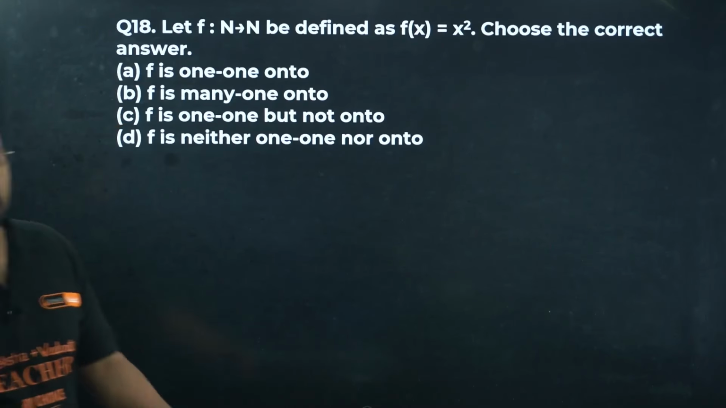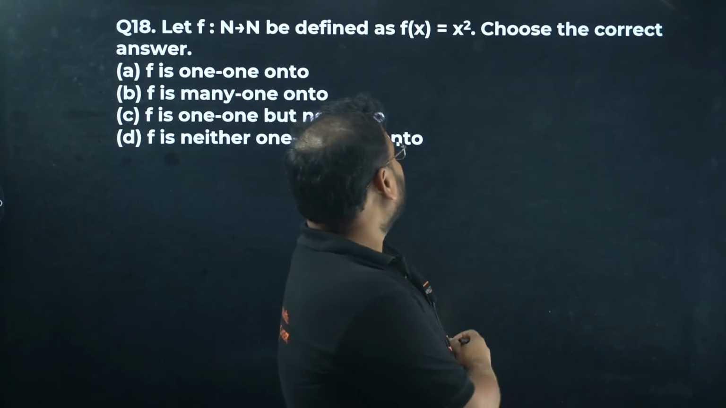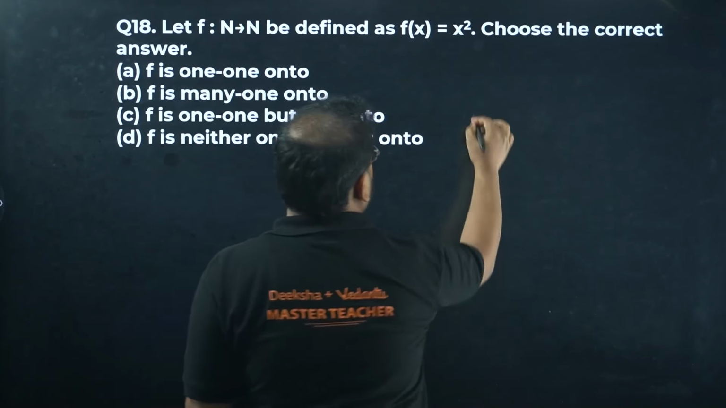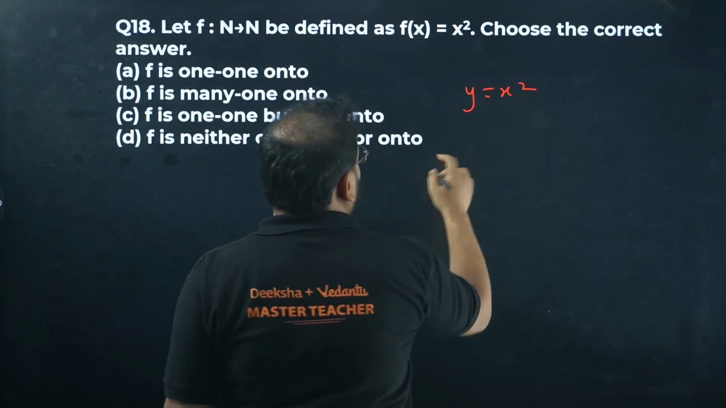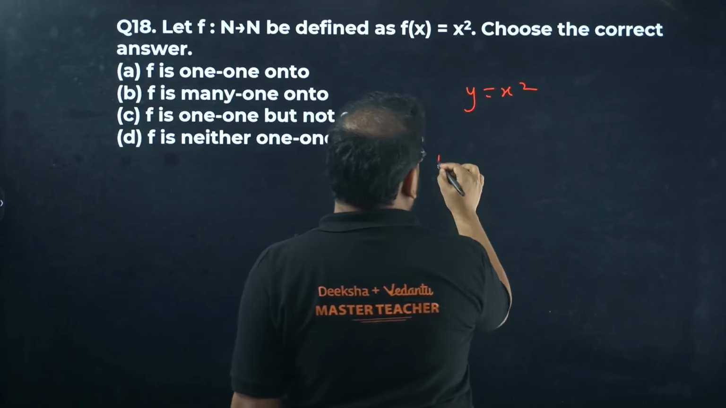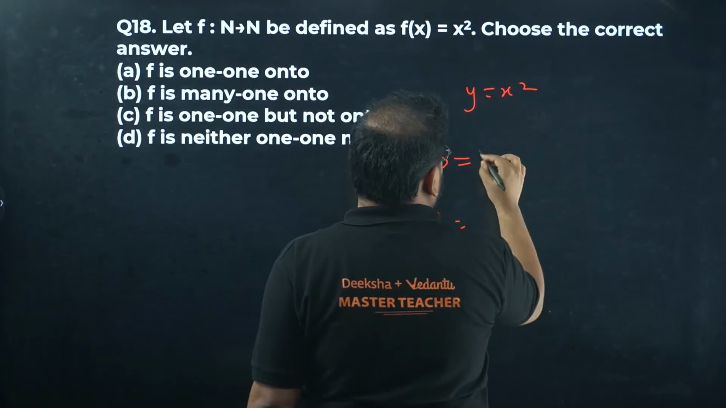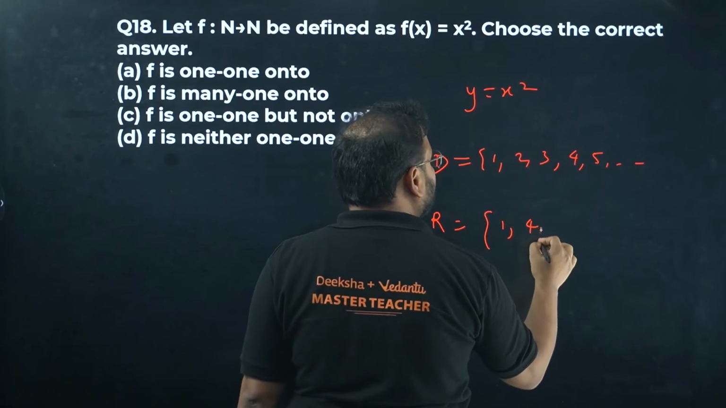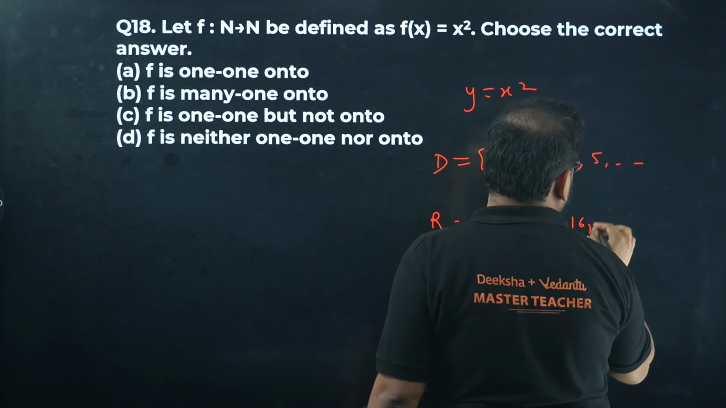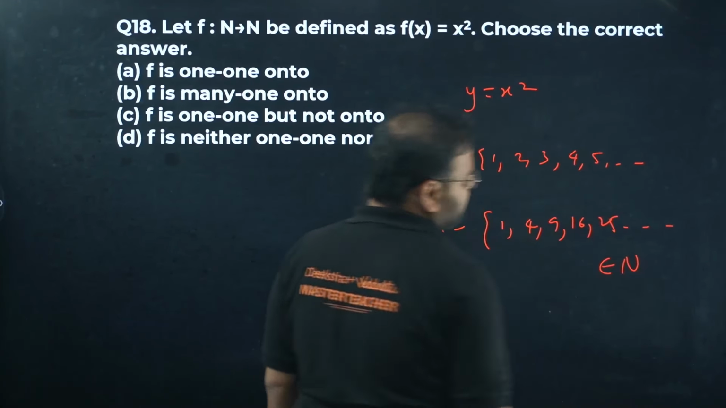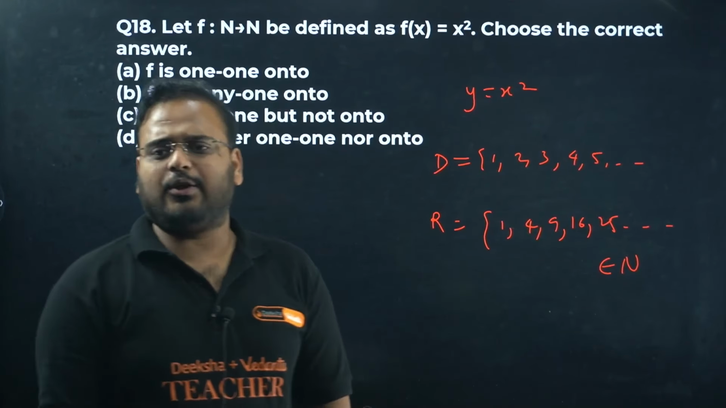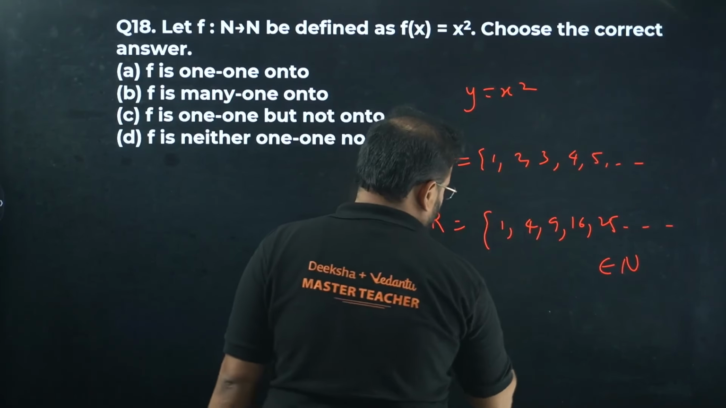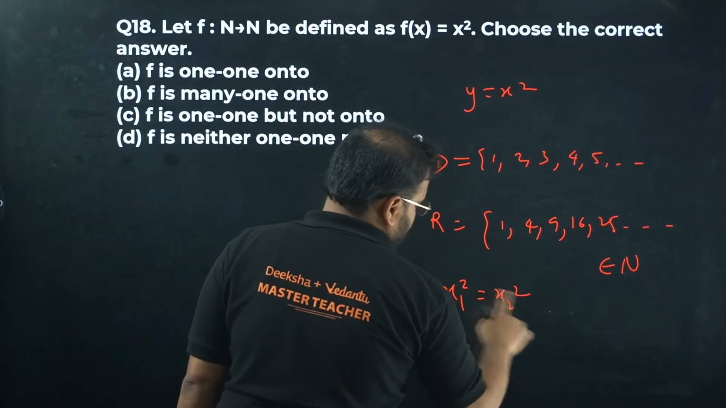Clear, guys? Question number 18. f defined from N to N. Okay, function is f(x) equals x square. Choose the correct answer. Okay, y equal to x square we have. I want to take only natural numbers. So if I take domain and range for 1, 2, 3, 4, 5, and so on. For 1 I'll have 1, for 2 I'll have 4, for 3 I'll have 9, and for 4 I'll have 16, 25. And these all are what? Natural numbers. It means for every value in the domain there exists a unique value in the range. It means f is 1-1. Okay? Because if you go by this method, x1 square equals x2 square, and if you take root, you'll get what?